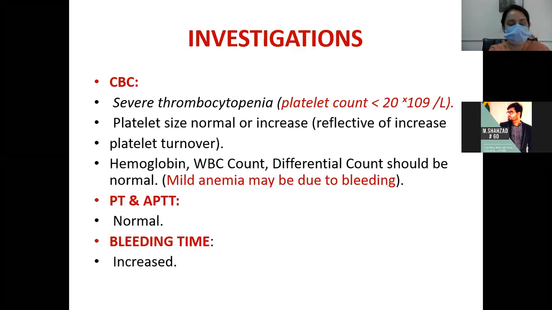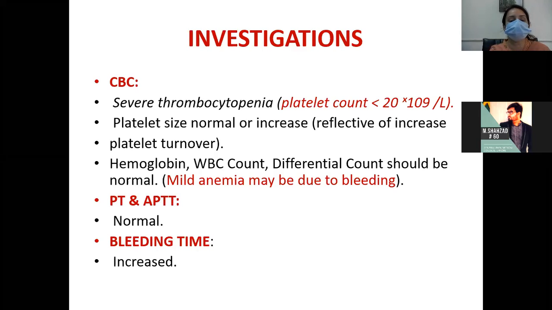Next, in the CBC you will see the hemoglobin. Hemoglobin will be normal, or there can be some mild anemia. Anemia will be due to bleeding. Otherwise, the red blood cells will be normocytic, normochromic. The white blood cell count will be normal, and the differential leukocyte count will also be normal. So the first investigation that we have done is the CBC.